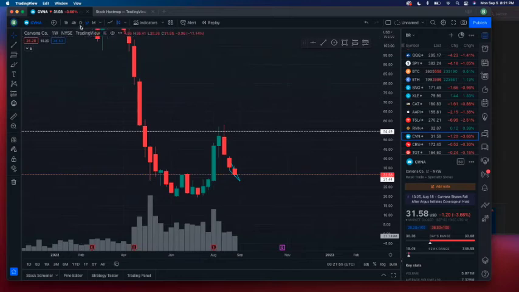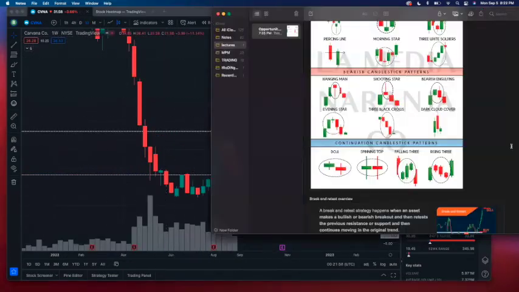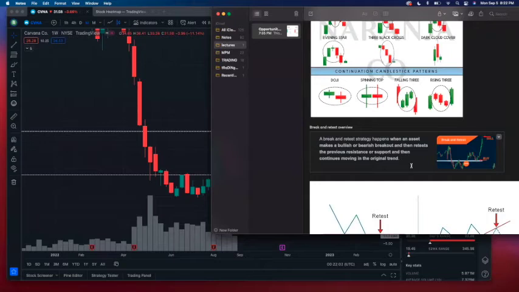Basically, the concept of a break and retest means most people are going to tell you to buy the breakouts. I do not buy the breakouts. I don't think it's very smart, and I think it's very risky.